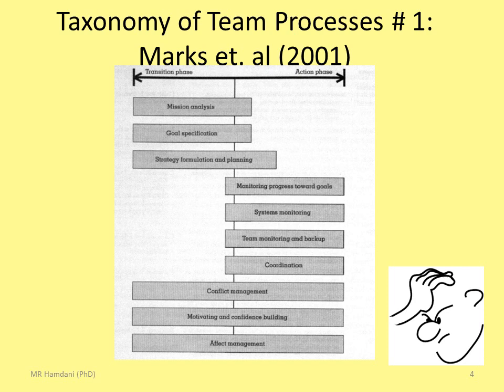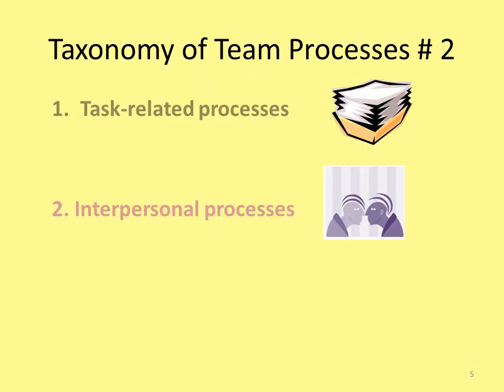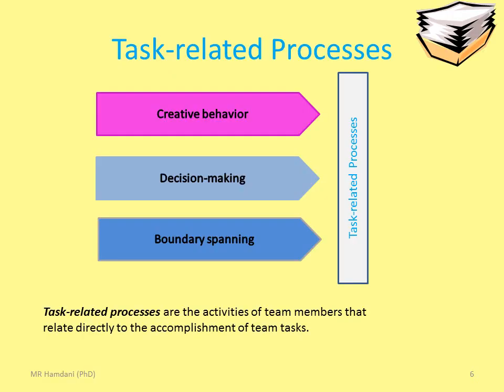Another typology of team processes looks at the type of activities the team is conducting and divides these processes into two types: task-related processes and interpersonal processes. We talked about interpersonal processes in the earlier framework. In this framework, the task-related processes are divided into three categories: creative, decision-making, and boundary spanning.